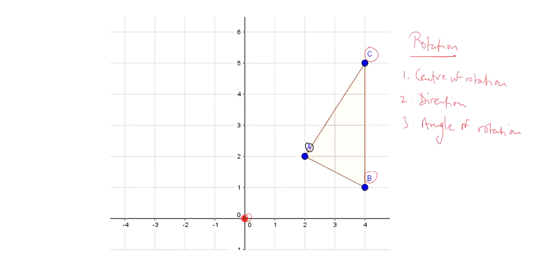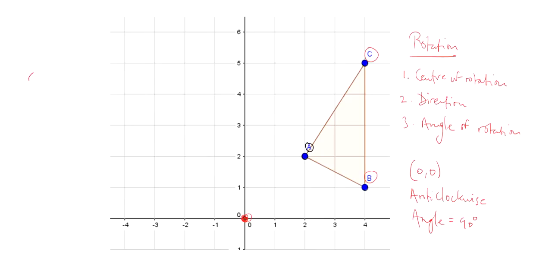Right, so in this example we are doing here, the center of rotation is the origin, which is 0, 0. The direction is anti-clockwise, and the angle is 90 degrees. Right, now make sure you understand what is clockwise and anti-clockwise.